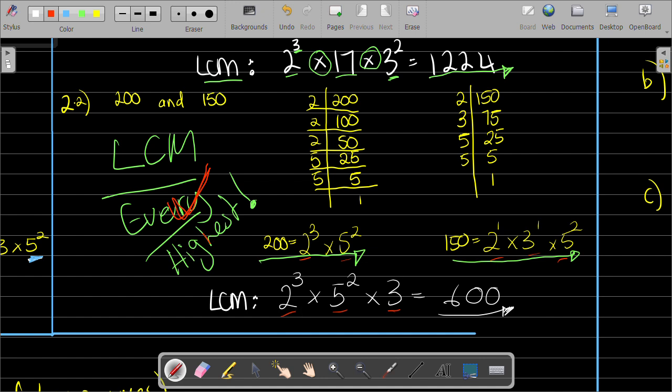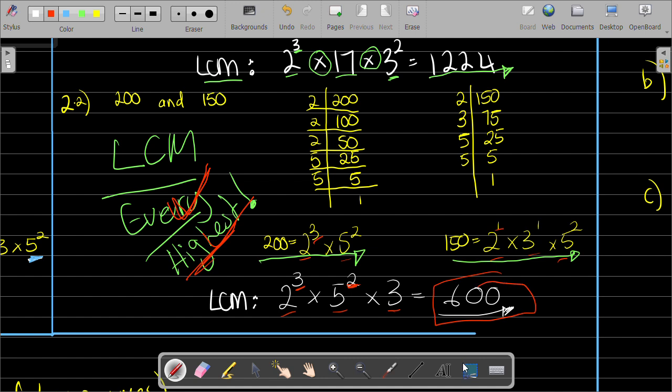Then we need to choose the highest power of each base. So the power here is 3, power here is 1. So we're choosing the 3 over here. Well done. The 5 is the 2's over here, 2's over here. So we're going to choose the 2. And then the 3, we have to choose that one. So you put that in your calculator, guys, and you get your answer of 600.